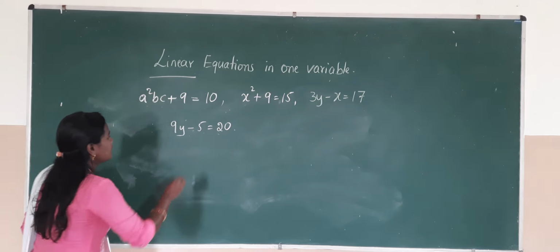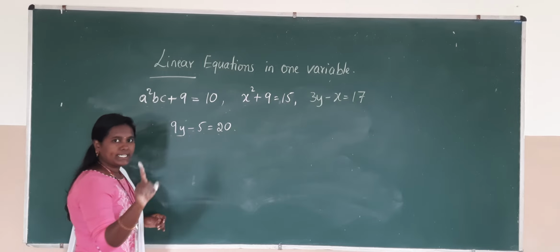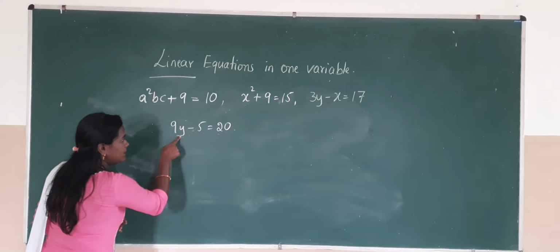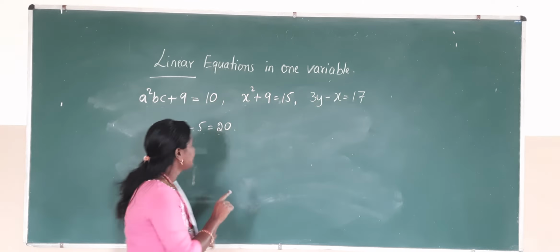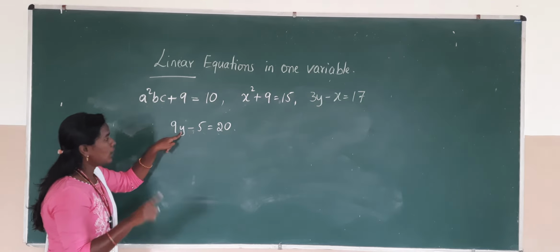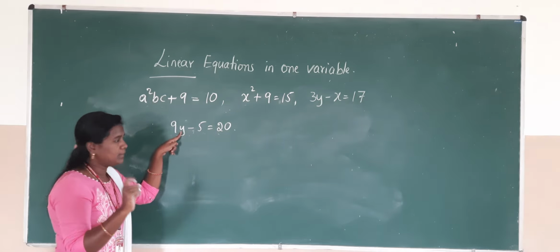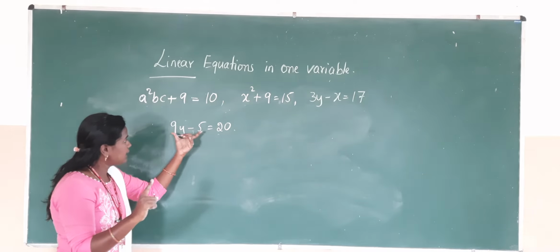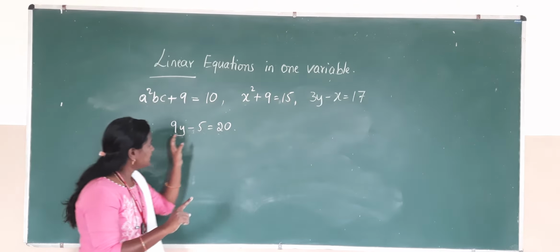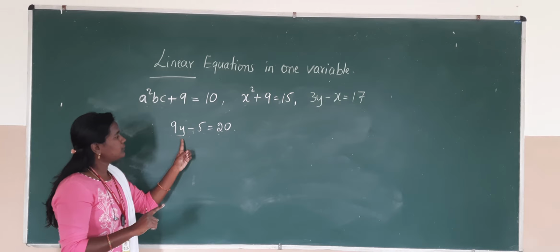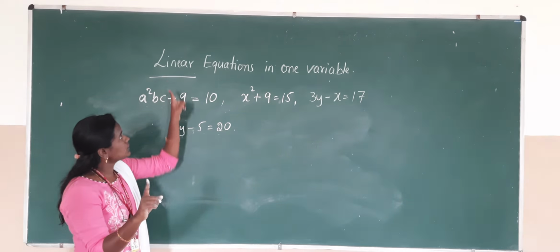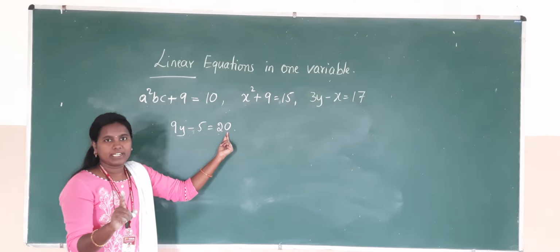See, 9y minus 5 is equal to 20 is there. What is the power of the variable? The variable is y here. Its power is 1. If nothing is written, it means it is 1. Therefore, it is the linear equation in one variable. It is linear because the highest power of the variable is 1, and it has only one variable. Therefore, it is called a linear equation in one variable.